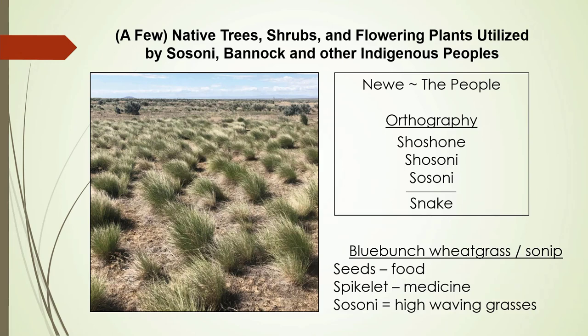Almost all the native grasses around here were used as food in one way or another. This is Great Basin wild rye. All the seeds have come off of it, but that's one of the big bunch grasses. The spikelets were used as medicine, and sometimes medicine really means ceremonial purposes, so it's hard to find out the actual use. But the seeds themselves were pounded and turned into flour and made into bread.